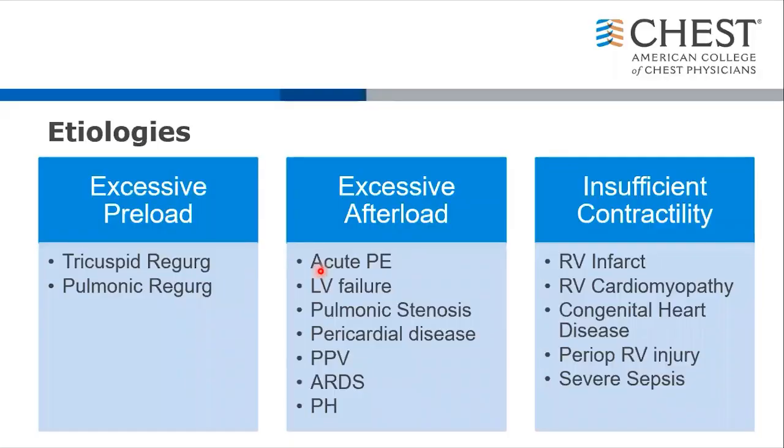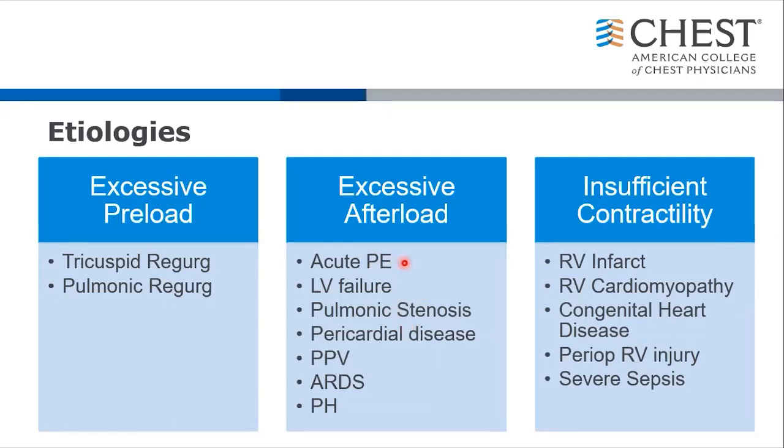So when we talk about the etiologies, breaking it down by the three classes that we discussed before, the three domains, excessive preload, excessive afterload, or insufficient contractility, various conditions will fall into these categories. So tricuspid regurg and pulmonic regurg, for all intents and purposes, is an example of excessive preload on the RV because of the regurgitant flow through the valves. Excessive afterload, again, much more common and pervasive. And whenever you deal with a patient like this, you're always going to have some element of excessive afterload.